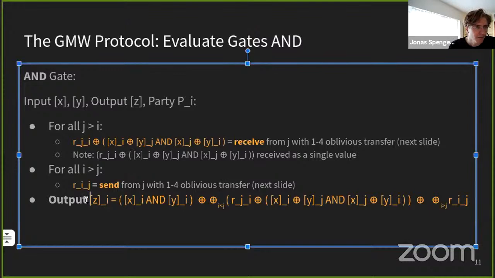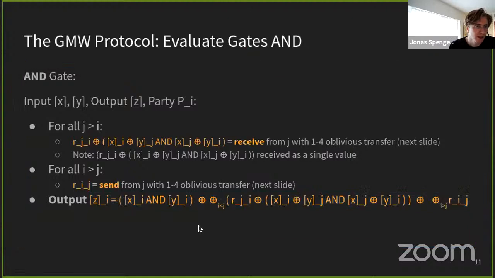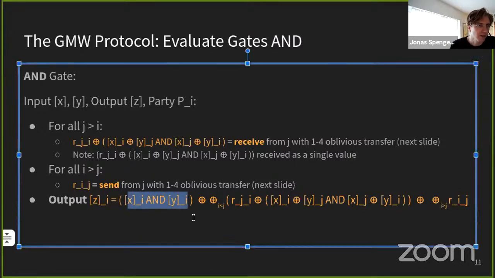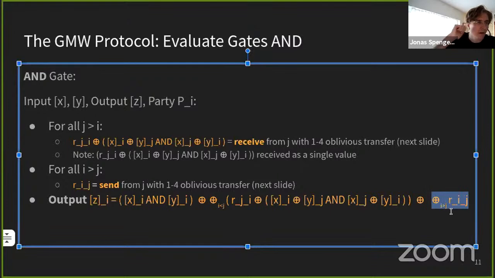And then the way we set the secret share is to simply say that the new secret for the new set is: take the AND values of our two local shares that we have, and then we take all the received values in this expression here. These are all the received values from the oblivious transfer, and then all the bit masks that we received from the sending routine of the next slide.